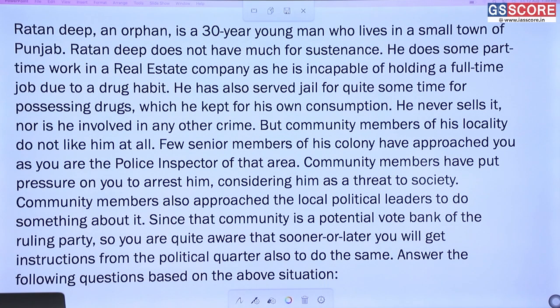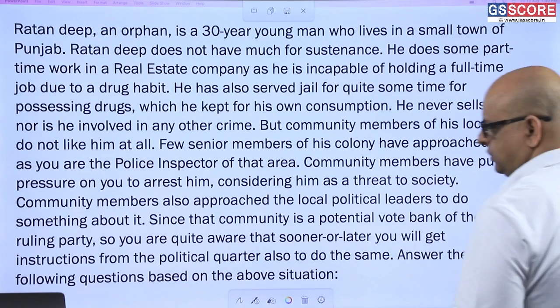Few senior members of his colony have approached you as you are the police inspector of that area. Community members have put pressure on you to arrest him, considering him a threat to the society. Community members also approached the local political leader to do something about it, since that community is a potential vote bank of the ruling party. So you are quite aware that sooner or later you will get instruction from the political quarter also to do the same. Answer the following questions based on the above situation.